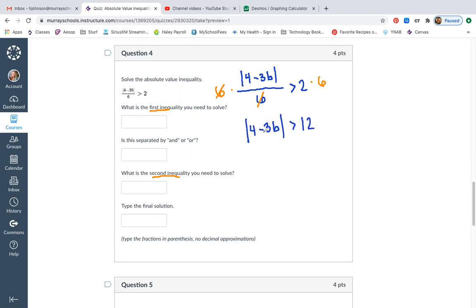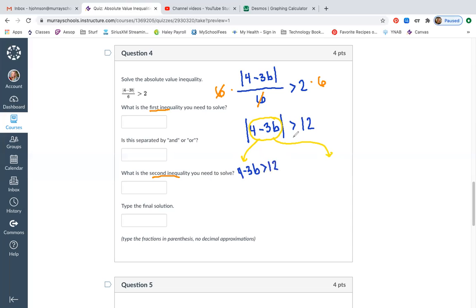Okay, so this is actually where I'm going to separate my 2 inequalities. So my first inequality, I'm going to circle this stuff. I need to take all of this stuff that's inside this isolated absolute value, and I'm going to write my first inequality, and over here I will write my second inequality. And this should all be on your paper as well, so if you don't have a paper out, please have that out and start writing this stuff down. 4 minus 3b, and then I just copy it, the greater than symbol, and 12.